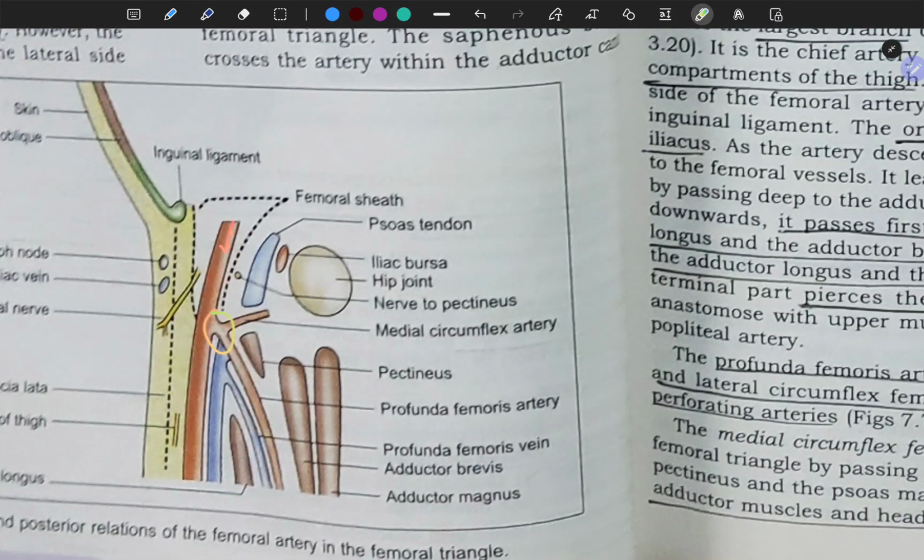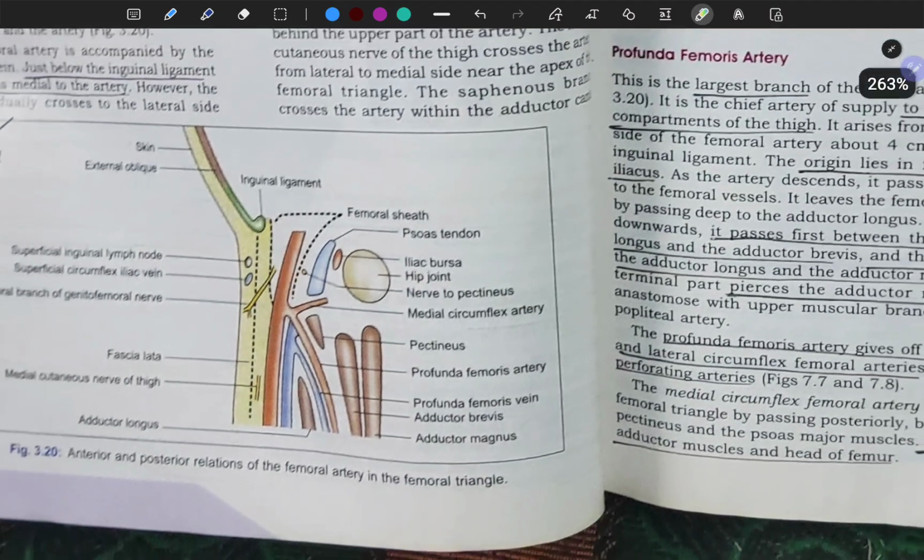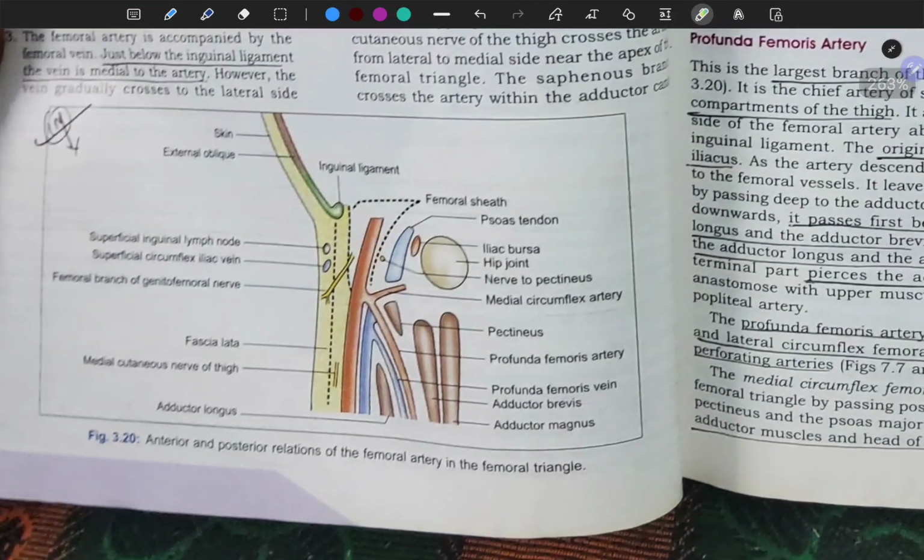The femoral artery gives the profunda femoris artery, which is a deep branch of the femoral artery. It also gives a branch, the medial circumflex artery. Medially lies the femoral vein.